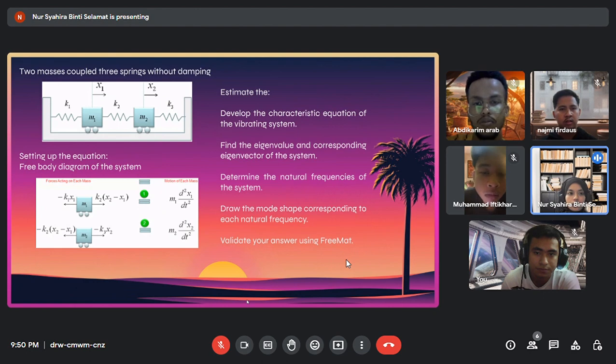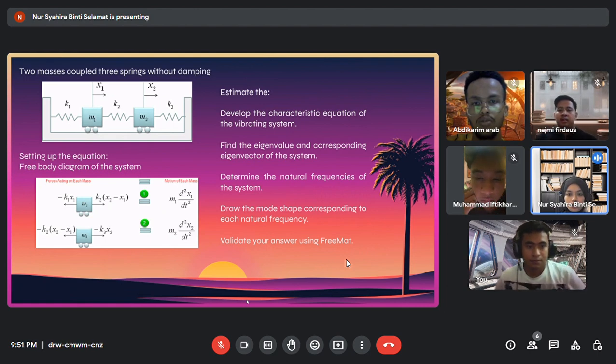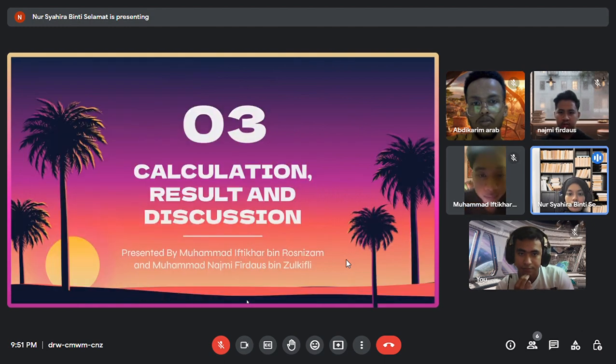The question is asking about two masses coupled with three springs without damping. Develop the characteristic equation of the vibrating system, find the eigenvalue and corresponding eigenvector of the system, determine the natural frequencies of the system, draw the mode shape corresponding to each natural frequency, then validate the answer using Freeman. Okay, that's all. I will pass to Iftikar, Nazmi and Najmi Firdaus.